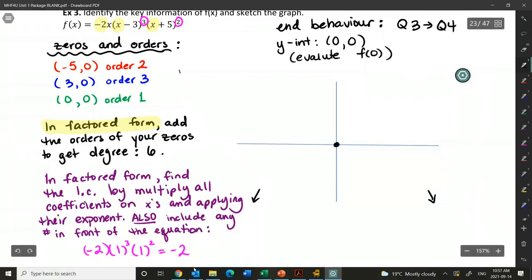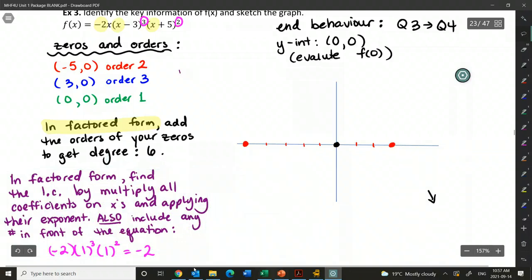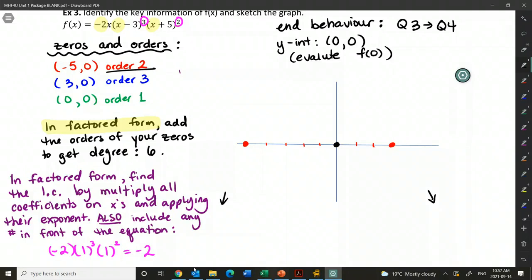Okay, so let's plot 0, 0. I have one at 1, 2, 3, 4, 5, -5. And I have one at 3. 1, 2, 3. Here we go. So I'm going to adjust this end over here. I'm going to move this over a little bit too. Okay, so as we come toward 5, -5, this is order 2. So I know that as I come toward this, I'm going to bounce off the x-axis.